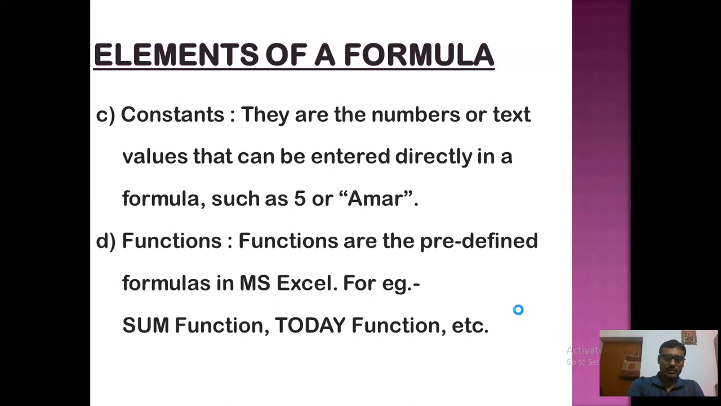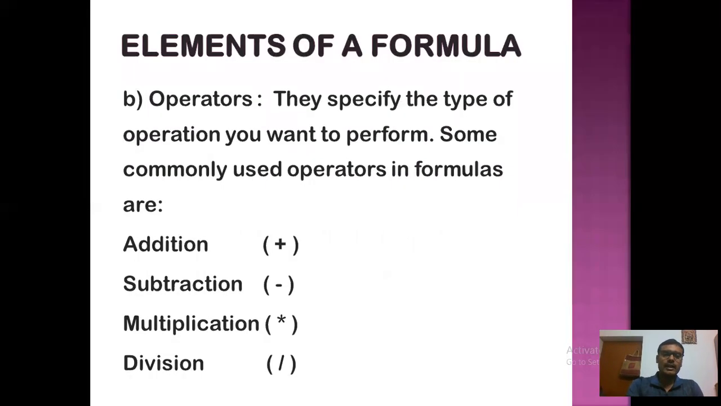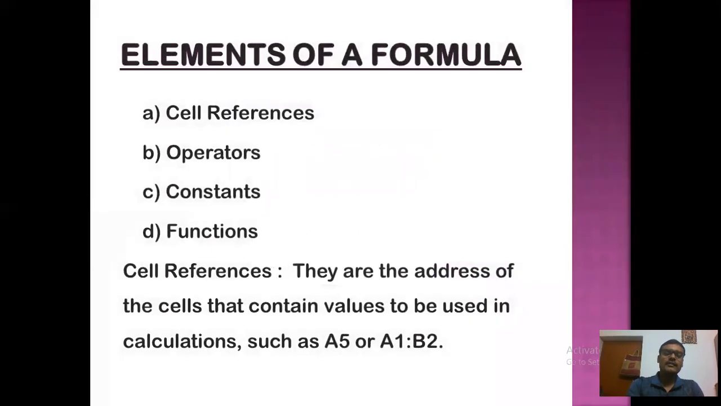Understood? So you have understood all the 4 elements of a formula: cell references, operators, constants, and functions. In the next class, I will discuss the types of formula, that is basic formula and compound formula. So I hope you have understood this topic.